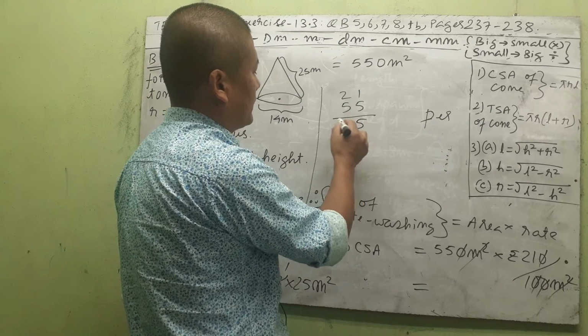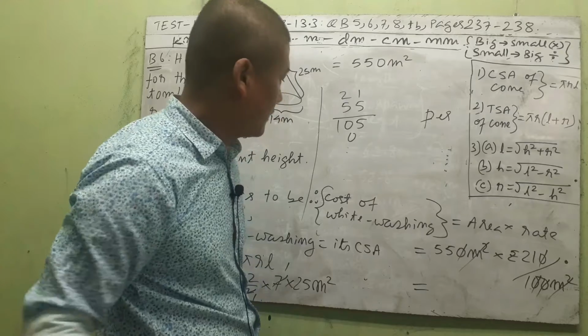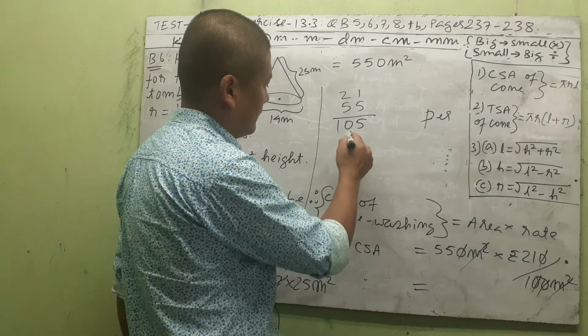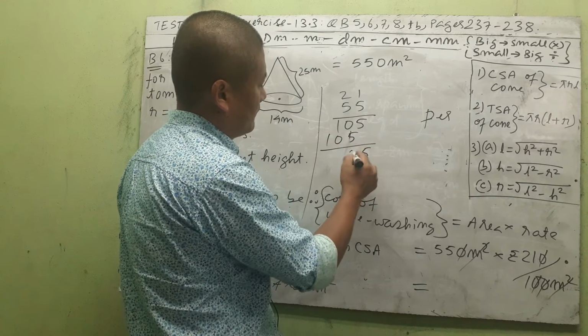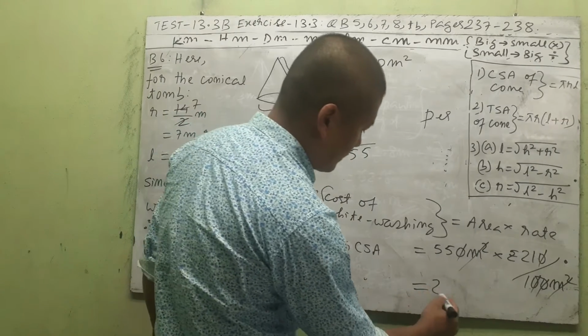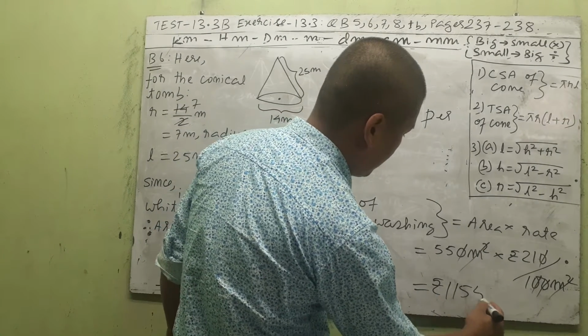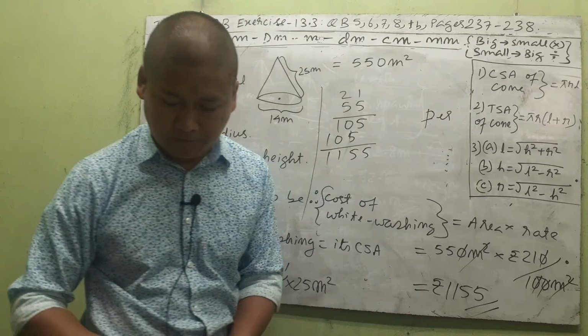1 to 5, 5 2s are 10. Same number, so 5, 0, 1. So 5, 5, 1, 1. So rupees 1155.